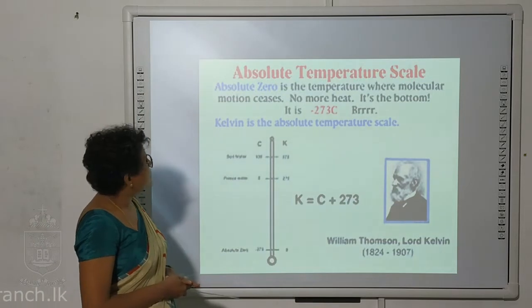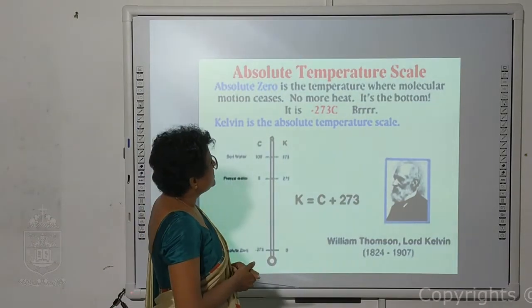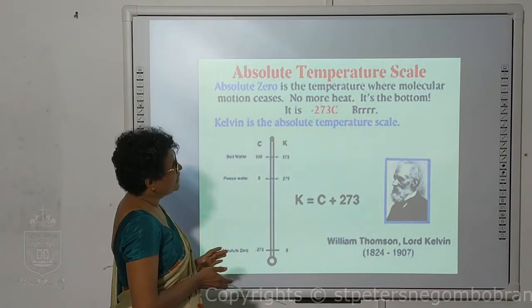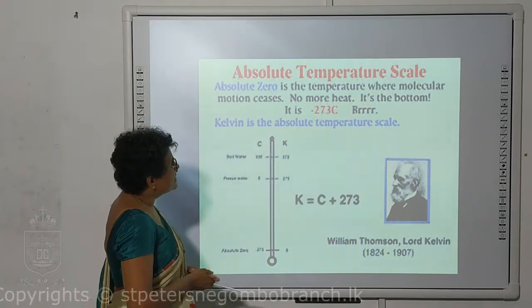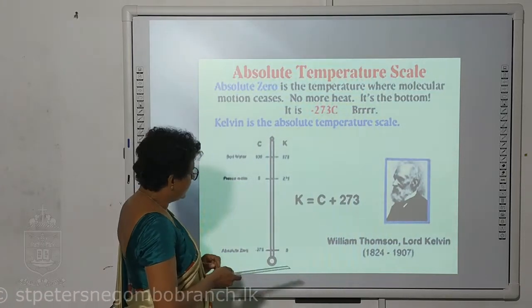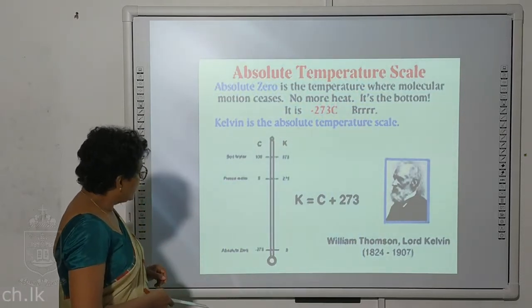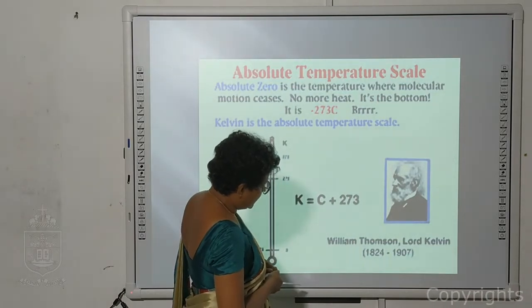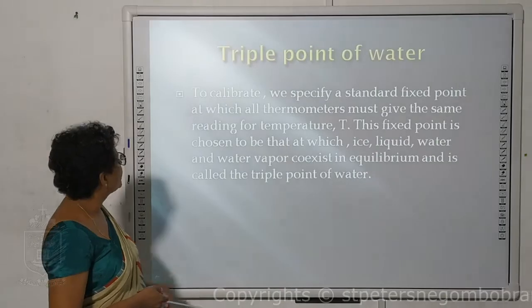Now, absolute zero is the temperature where molecular motion ceases. No more heat. It is the bottom, right? It is minus 273 degrees Celsius. It was introduced by William Thomson, Lord Kelvin, in 1824.